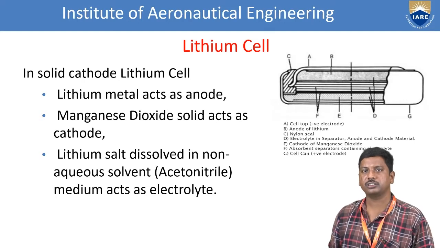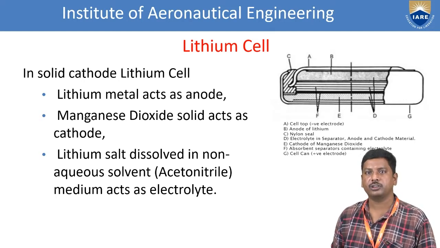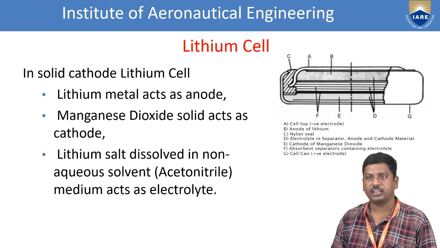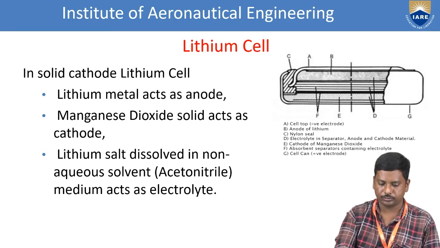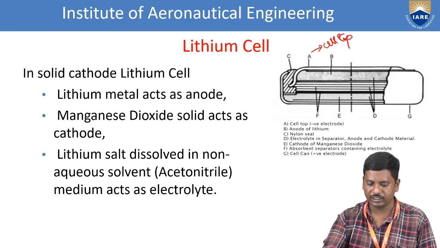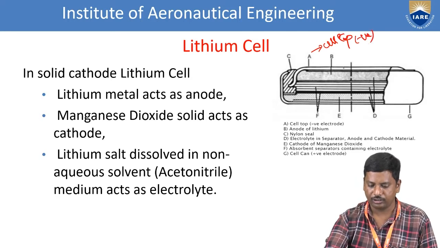So in these lithium cells, the cathode is solid, and lithium metal acts as the anode. Solid manganese dioxide acts as the cathode, and lithium salt dissolved in a non-aqueous solvent, acetonitrile medium, acts as the electrolytic solution. It also contains how many parts? The first one is the cell top device, which acts as the negative terminal, whereas part B can be considered as the anode of the lithium.